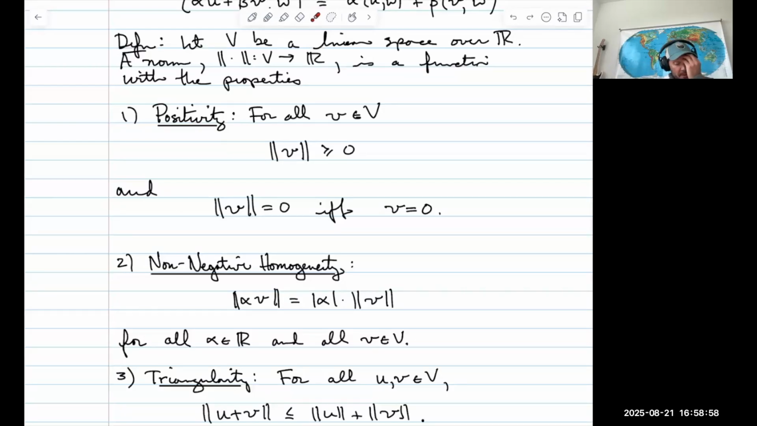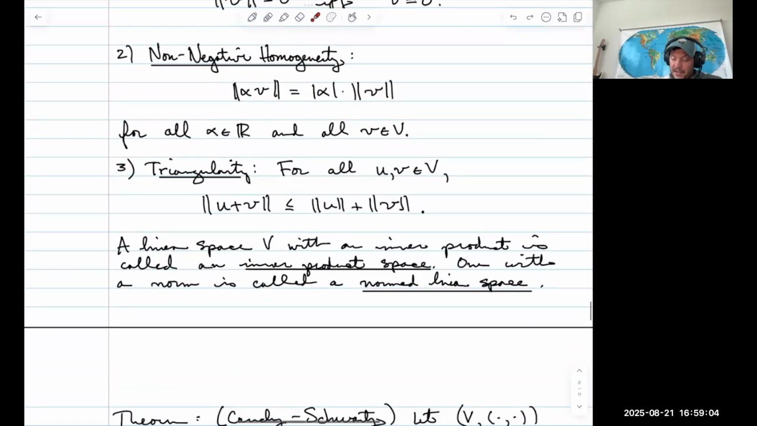The next property of a norm is what we call the non-negative homogeneity property. And that says that the norm of alpha times v is equal to the absolute value of alpha, now if I was over the complex field, this would be the modulus, but we're in real land, so this is absolute value, times the norm of v. So non-negative homogeneity means if alpha was a non-negative number, then it would come out as itself. That holds for all alpha in R and all v in V.